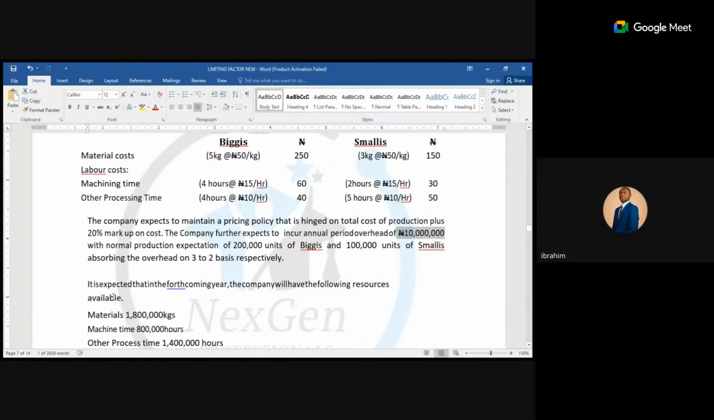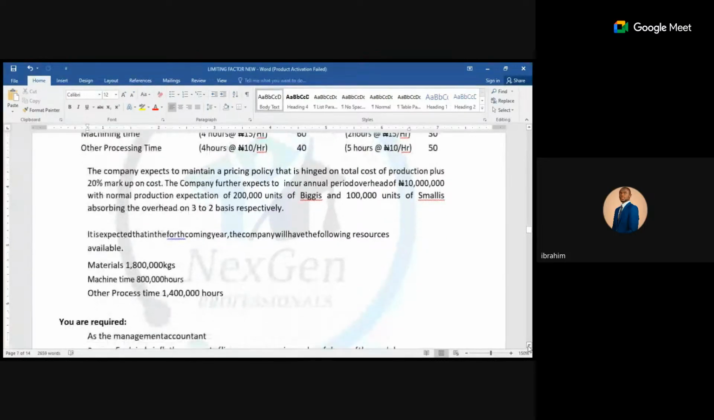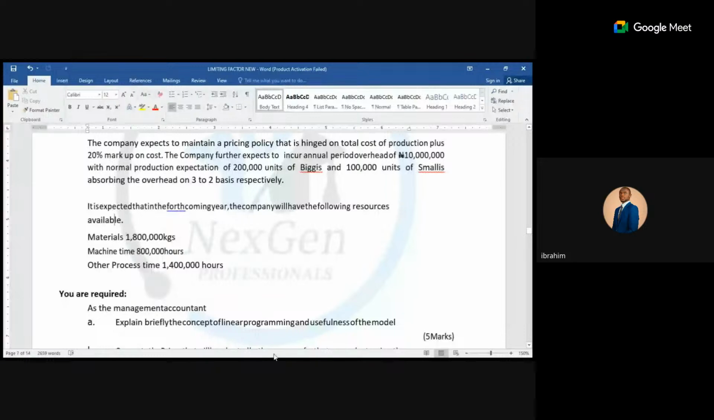Then it is expected that the forthcoming year, the company will have the following resources available. Can you see? We're given all the information about the available scarce resources. This is what they have. They must not go beyond their power. They must not go above their budget. And this is what they have as available. So we will be working towards these available resources.